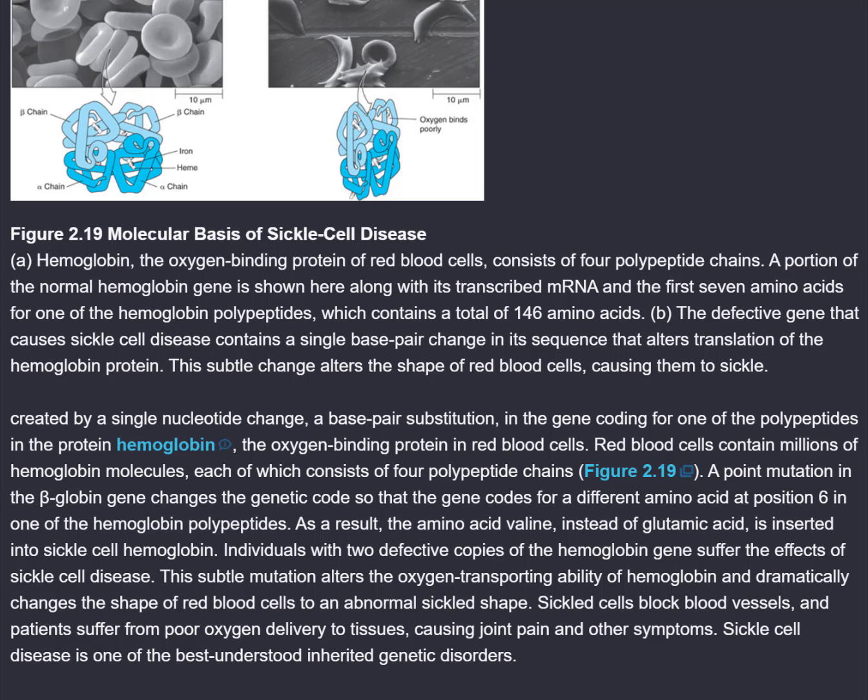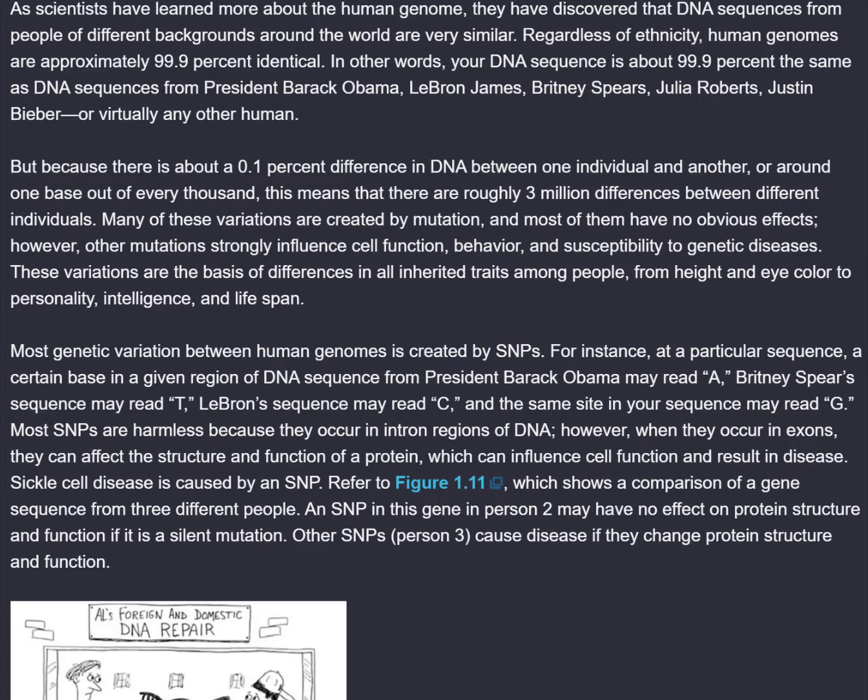Individuals with 2 defective copies of the hemoglobin gene suffer the effects of sickle cell disease. This subtle mutation alters the oxygen transporting ability of hemoglobin and dramatically changes the shape of red blood cells to an abnormal sickle shape. Sickle cells block blood vessels, and patients suffer from poor oxygen delivery to tissues, causing joint pain and other symptoms. Sickle cell disease is one of the best understood inherited genetic disorders.